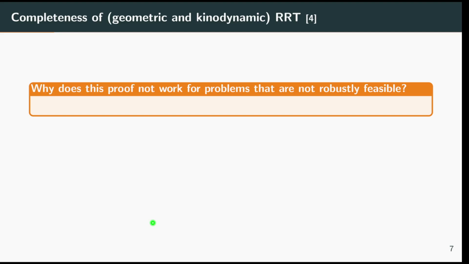Yep, perfect. So basically, it's very much hidden in this original proof, but it's related to one of these two assumptions not holding true if you have a problem that's not robustly feasible.